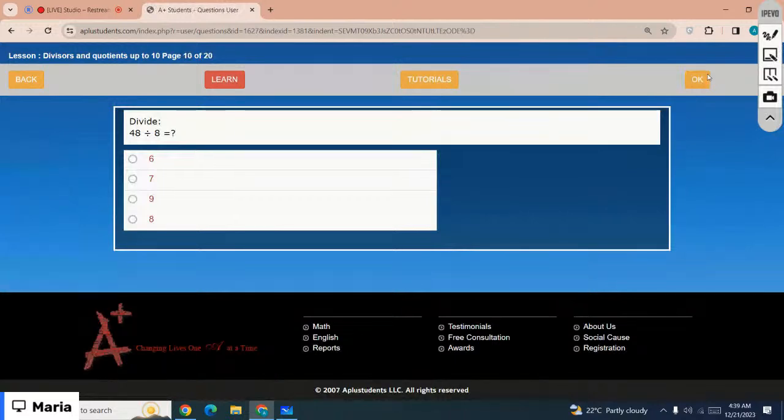Okay, 48 divided by 8. You need to count 8 until 48. So 8 times what number is 48? Division is a bit tricky, right? You must learn the tables for multiplication and division, right? So start working on the tables from today onwards, right? So 48 divided by 8 is... 8 times 6 is 48. The correct option is 6, right?